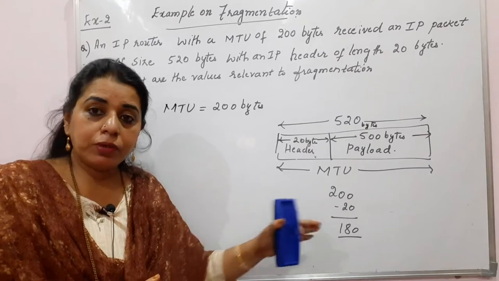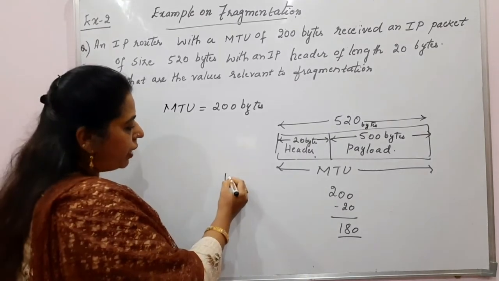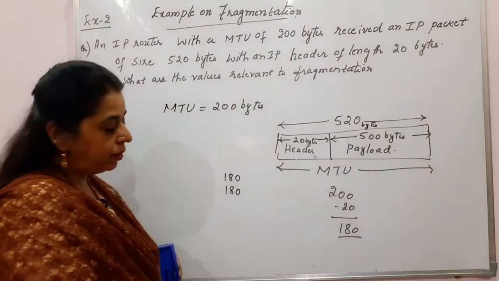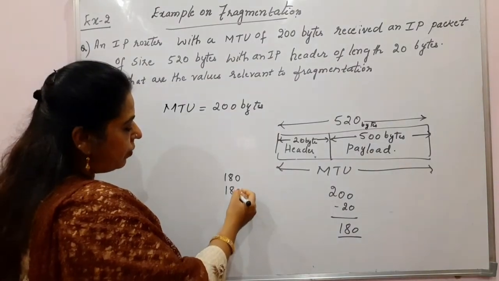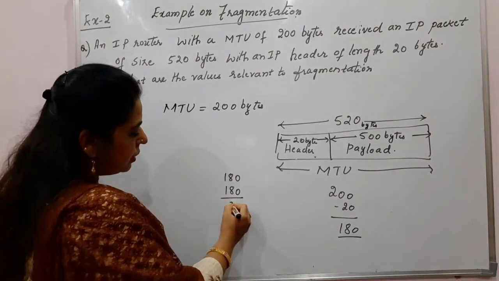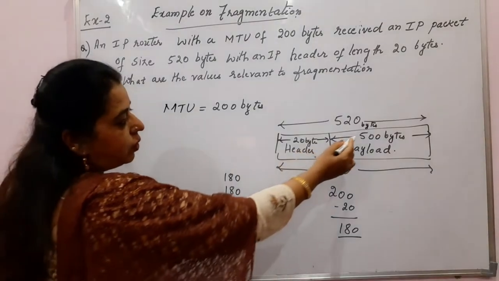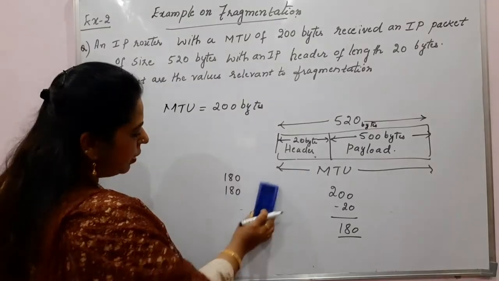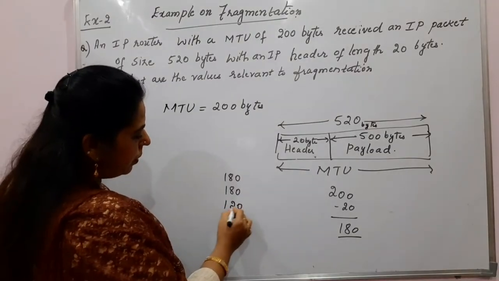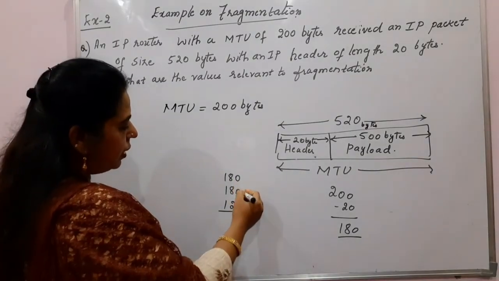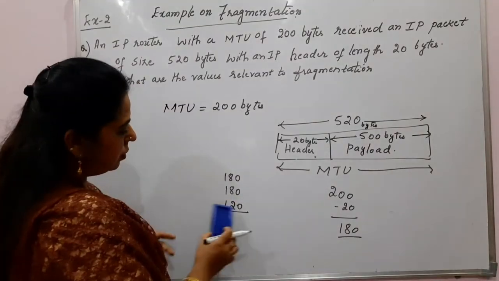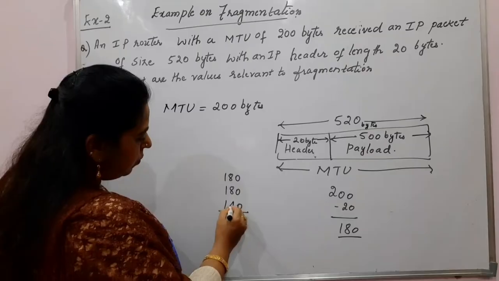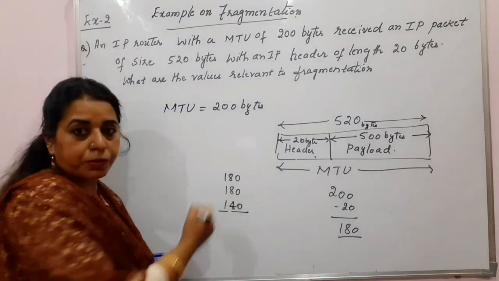Now let us see, suppose we take a fragment of 180 bytes, and the second fragment is also 180. 180 plus 180 is 360, and the total is 500, so the third fragment will have 140. This is what students normally assume: 180, 180, and the third fragment they assume to be 140. This way they try to proceed with the problem.